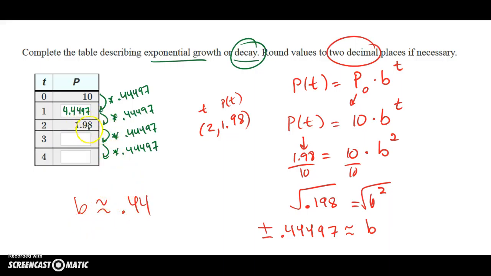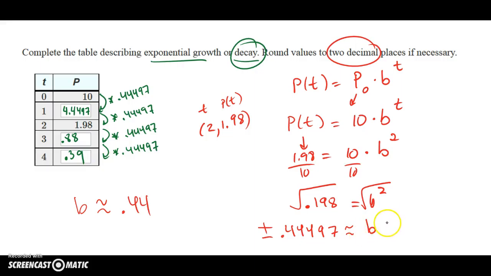So now let's take this and multiply it by the b to get the other ones as well. So 1.98 times the b gives me this. I carried some more digits, and then I multiplied that result by the b value of 0.44497 again, and I got 0.39. So that gives me the table.